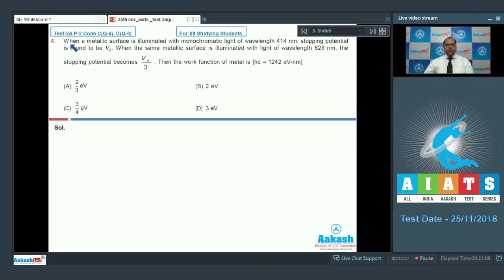In question number 4, when a metallic surface is illuminated with a monochromatic light of wavelength 414 nanometer, its stopping potential is found to be V0. So if I apply the photoelectric equation, if I take the value of lambda equal to 414 nanometer, then I can write hc by lambda is equal to work function phi plus e into V0. e into V0 is the maximum kinetic energy of the ejected photoelectrons.